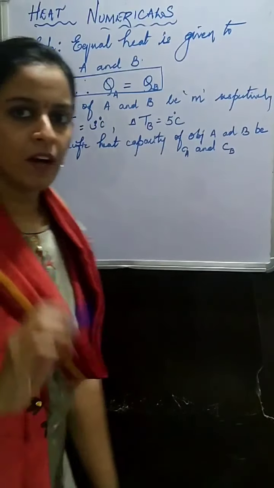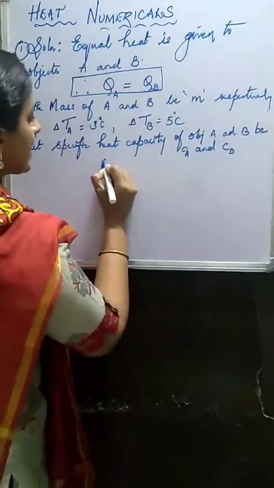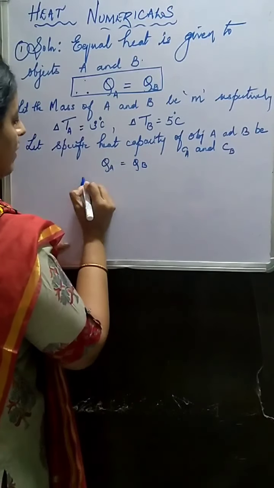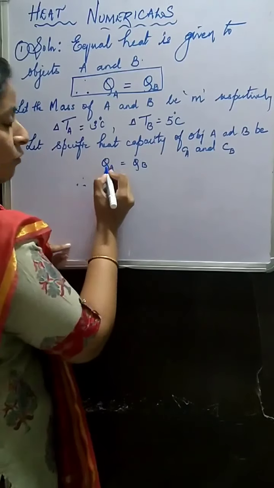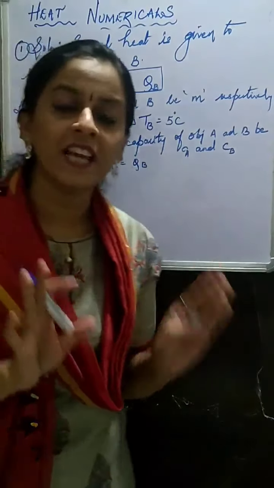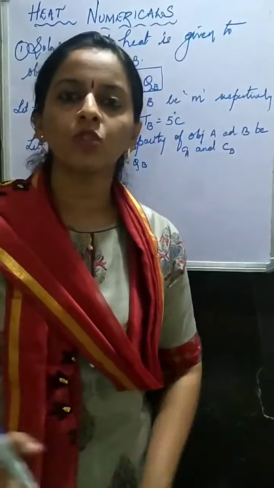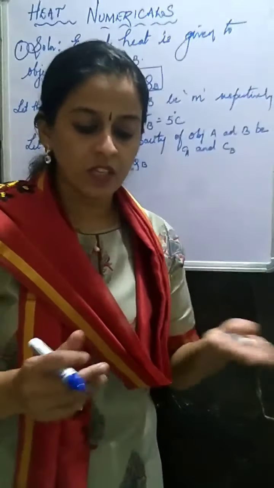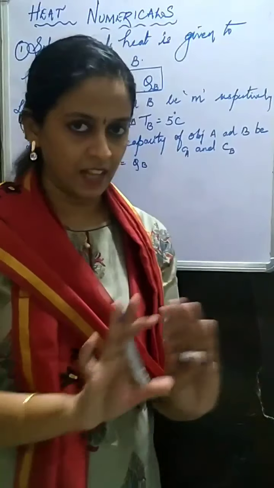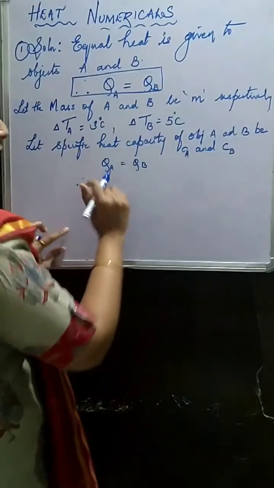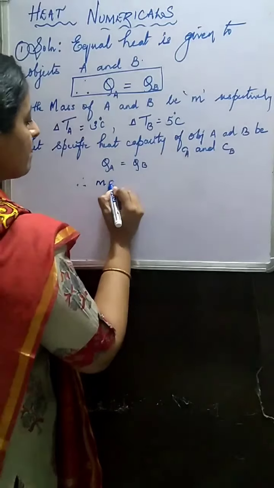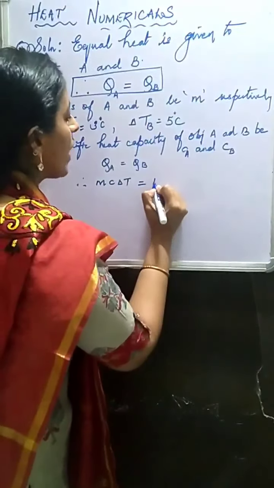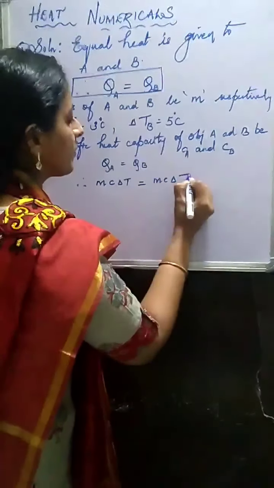Now we know the formula for Q. Okay, so I'll write it once again. QA is equal to QB. Therefore, what is the formula? Here there is only change in temperature. There is no change in the state. Nowhere it is mentioned that water is getting converted into ice or something like that. So you have to use only the formula MC delta T is equal to MC delta T.